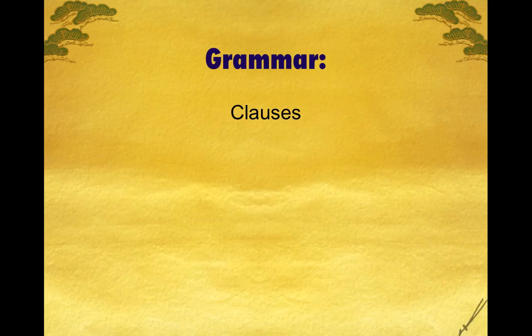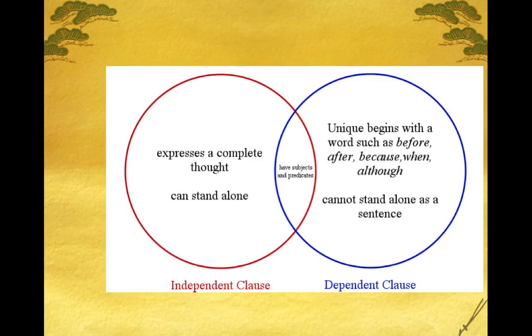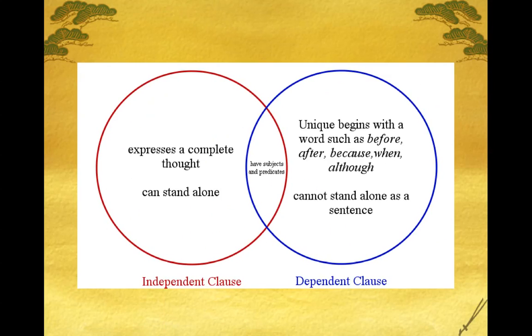In grammar today, please copy down clauses on your paper in your notebook. You should have your English notebooks out. Let's talk about clauses. Here we go. First of all, we have a wonderful Venn diagram here. As you see on the left, it says independent clause. This is what an independent clause can do. It expresses a complete thought and it can stand alone. It can be by itself in a sentence.